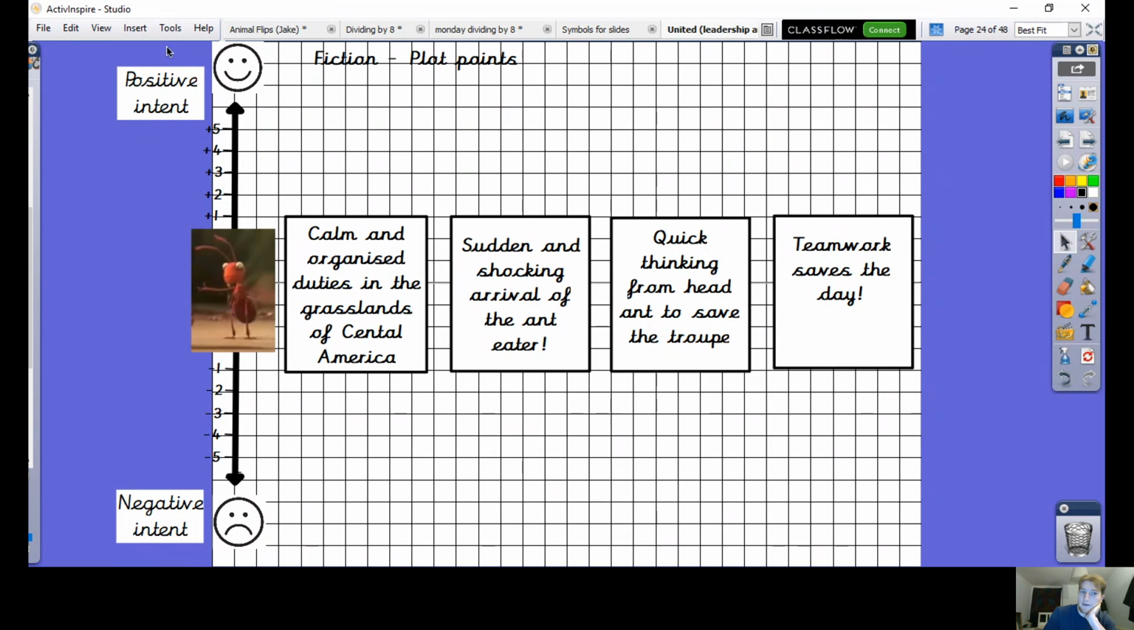Now I'd like you just to think whether this is a positive part of the ant's day, or a negative part of the ant's day. Remember, -5 is the worst possible part in their day, and +5 is the best possible part in their day. So I'd like you just to put across which you think best reflects their mood whilst the ant's getting sucked up. Okay, so pause the video and do that now.